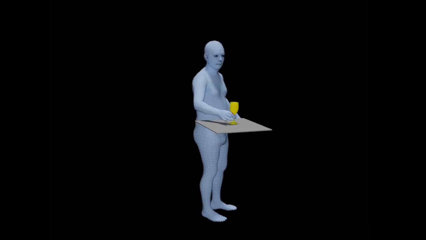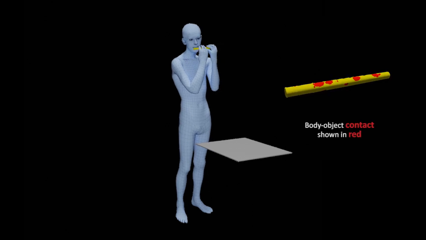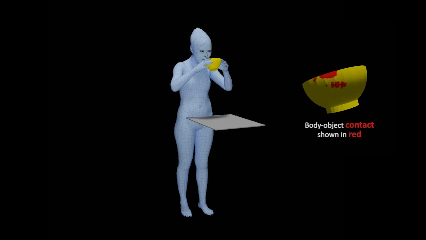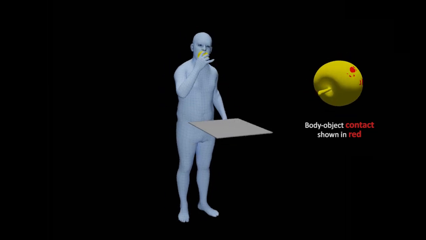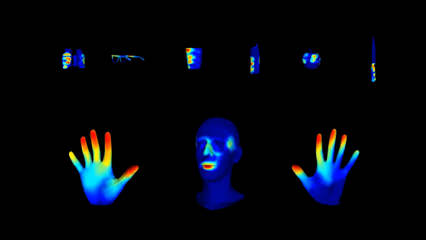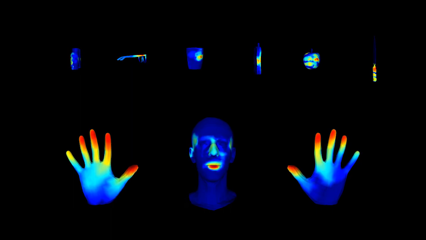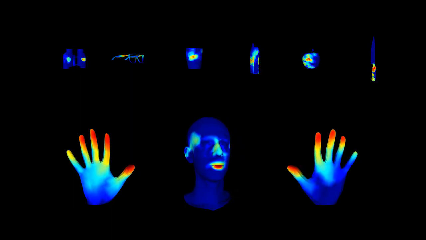SMPL-X represents the surface of the human body. This enables us to infer the contact between the human and the object surface. Contact regions on the object are shown in red and are enlarged for visibility. The interaction with many objects involves the face. Aggregating contact maps over time gives contact heat maps on both the human and object surface. Heat maps highlight the surface areas that are important for interaction.